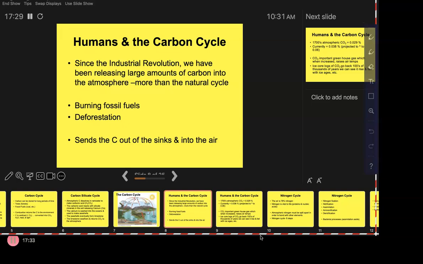We talked about fossil fuels. We talked about deforestation. And again, what that does is remove the carbon from these natural sinks, these natural storage units, and puts it back into the air. And of course, that has to have some effect. And it's typically not that Mother Nature has to work faster to try and keep up with us. That thought process doesn't really work.